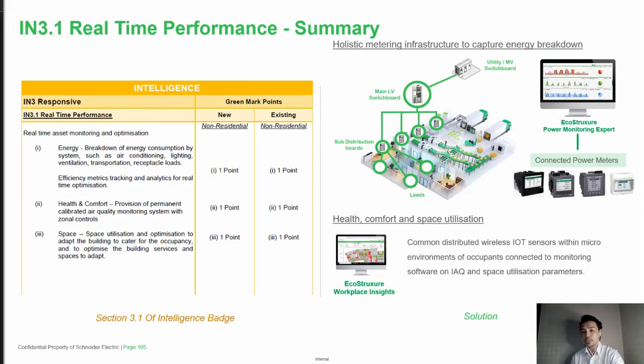Apart from this, here is a quick summary in terms of the holistic metering infrastructure approach of capturing the energy breakdown. So we have the EcoStruxure Power Expert with the connected power meters. So also for health, comfort, and space utilization, EcoStruxure Workplace Insight is a common distribution of wireless IoT sensors within the small environment. For occupants, we're connected to monitoring sensors on IAQ and space utilization.